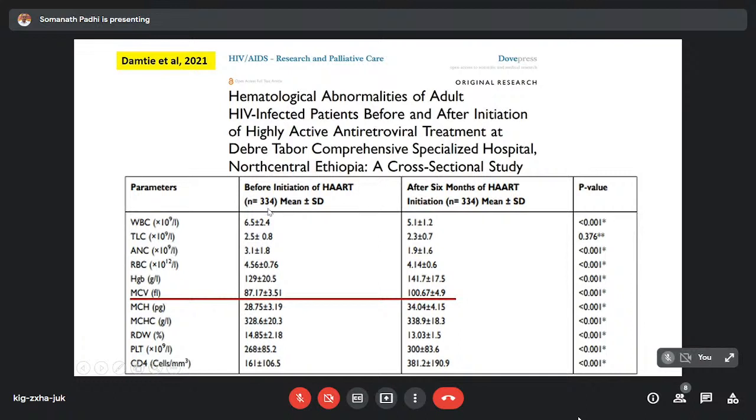They studied 334 patients. You can see that the mean corpuscular volume was 87.17 femtoliter before initiation of highly active antiretroviral therapy, and it has gone up to 100.6, so there is evidence of macrocytosis following initiation of HAART, after at least 6 months. So the ANC has gone down, the absolute lymphocyte count has gone up, and the CD4 T cell count after antiretroviral therapy has gone up from 161 to 381. That means there is a release of the block in the CD4 T cells. All these findings were important.